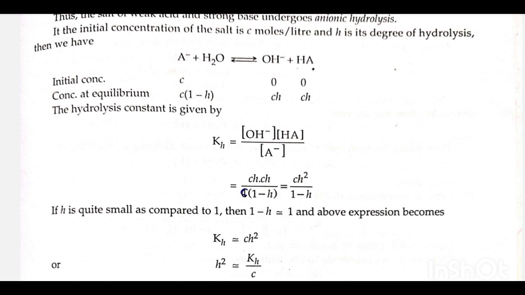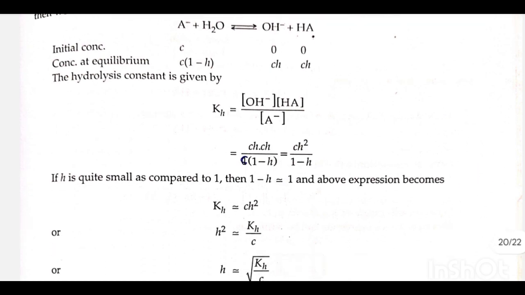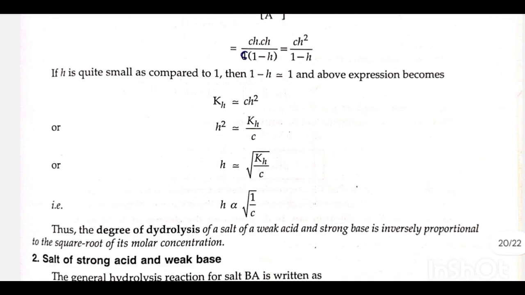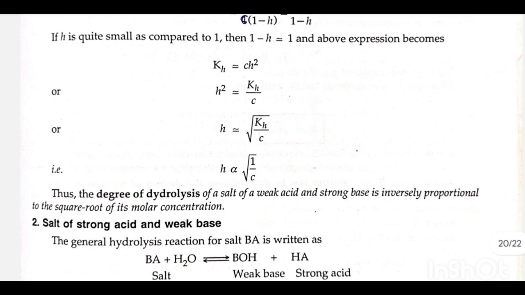A⁻ + H2O ⇌ HA + OH⁻. Initial concentration C, 0. Concentration at equilibrium C(1 − h), Ch. Hydrolysis constant Kh = [OH⁻][HA]/[A⁻] = Ch²/(1 − h). If small h is quite small as compared to 1, then 1 − h is nearly equal to 1. The expression becomes Kh = Ch².